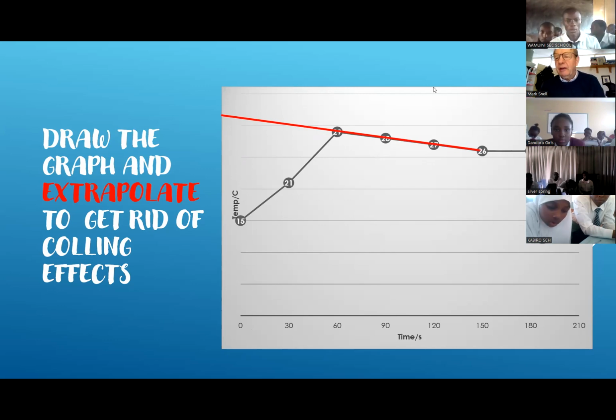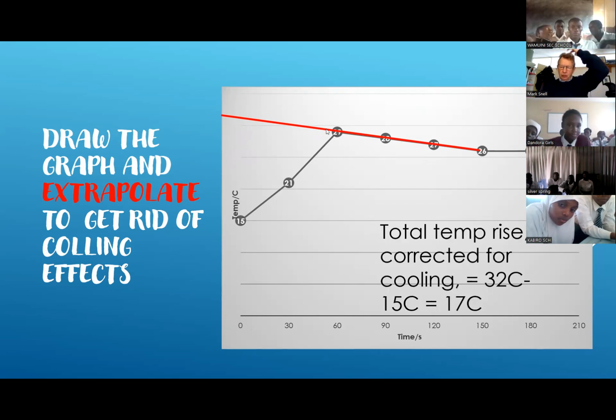Now the total temperature change is from 15 up to whatever temperature that is. Now if this is 15, that line is 20, 25, 30. I thought that was about 32. So the total temperature rise is 32 minus 15, which is 17 degrees Celsius.